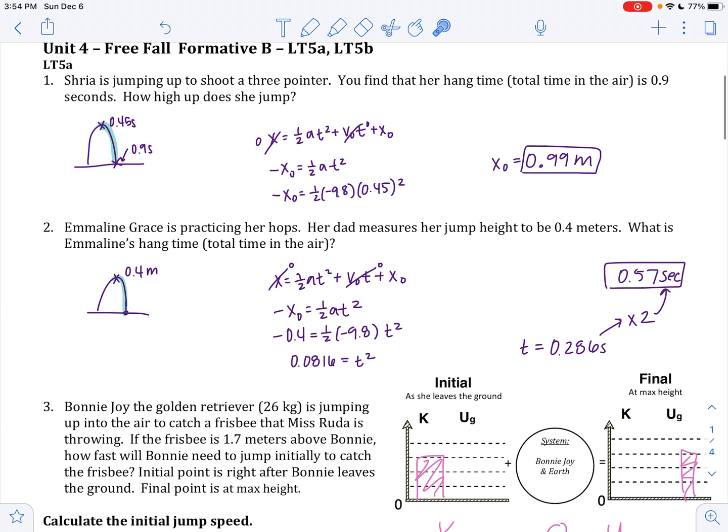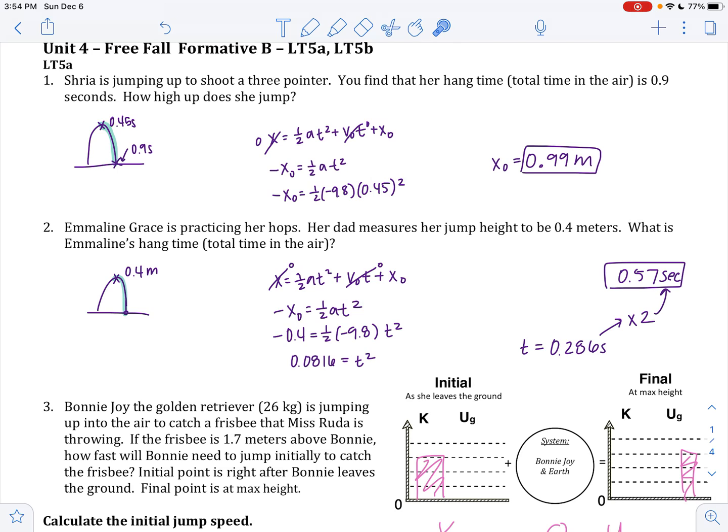Number 2, Emmeline Grace is practicing her hops. Her dad measures her jump height to be 0.4 meters. What is her hang time, or total time in the air? So the 0.4 meters jump height is from here to here. Or if I start up here, it's how far she fell. So it's either how high she went up or how high she fell. Again, I'm just going to want to split it in half. I'll show you why in a second.